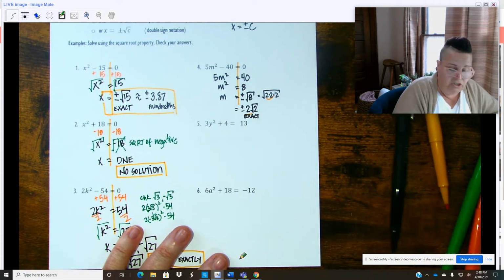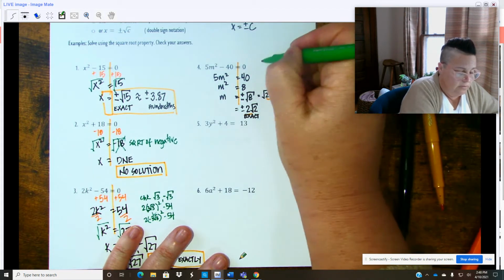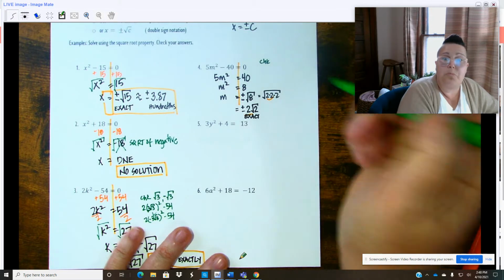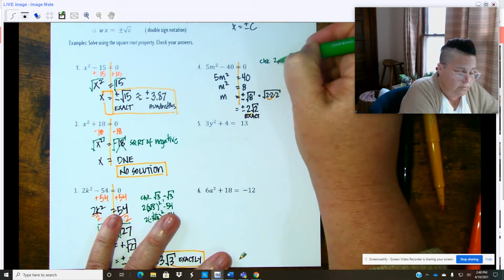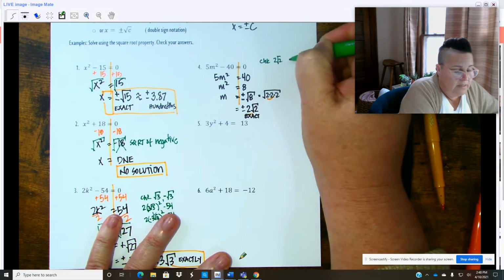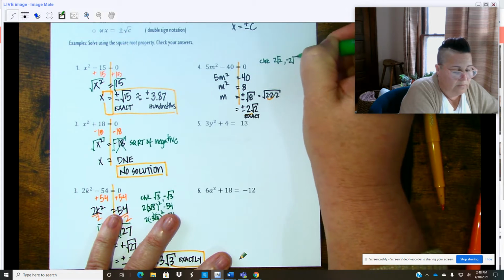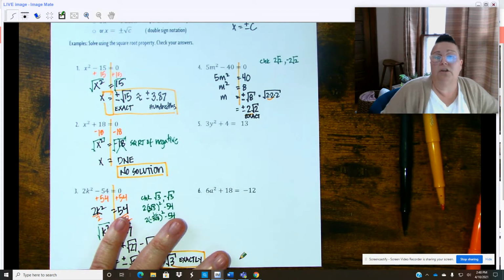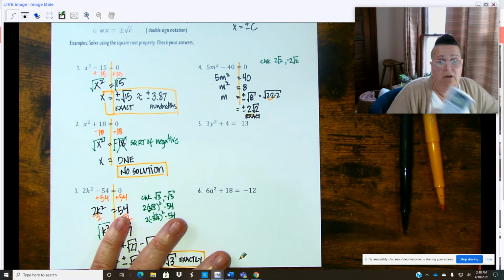If I'm going to check this particular answer, I need to check both the 2 square roots of 2 and the negative 2 square roots of 2. You can do this using solely your calculator.